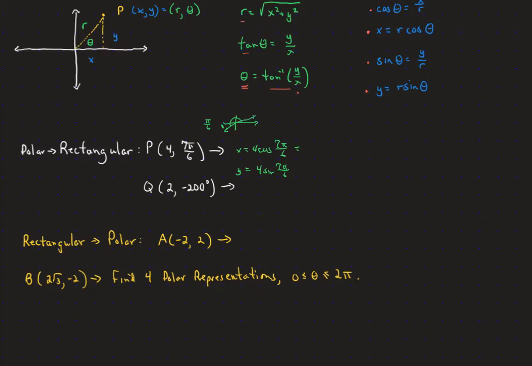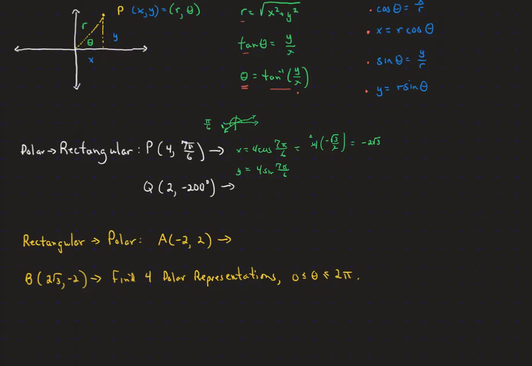At pi over 6 is going to be square root of 3 over 2. So that's going to be 4 times a square root of 3 over 2. But then because we're in quadrant 3, both sine and cosine are negative. The x and y values are negative. So that's going to be a negative square root of 3 over 2. We can cancel those, and so our x-coordinate is going to be a negative 2 square root of 3.